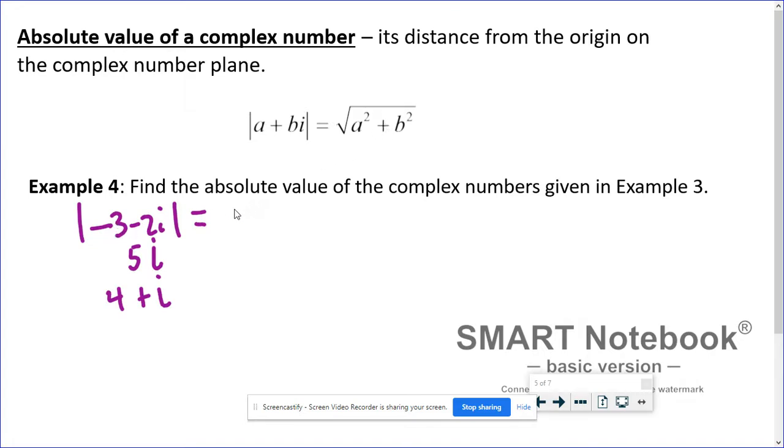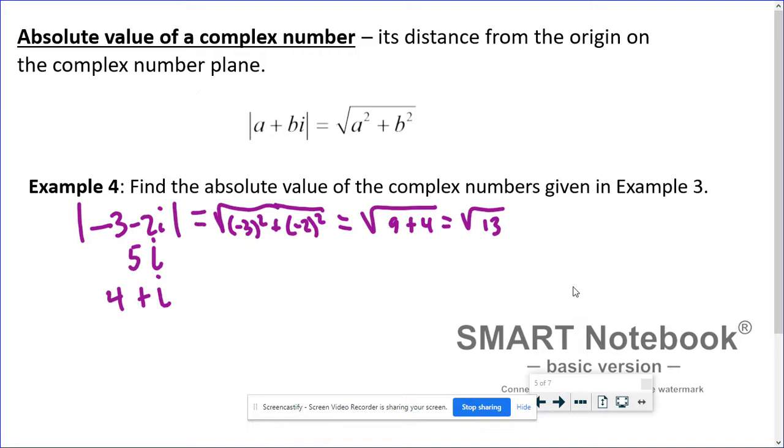In this case, the a is -3. It actually doesn't matter that it's negative because it's going to get squared out anyway, but I'm going to write it. And then notice how it's b, not bi, right? It's just the b value. In this case, the b value is -2. Now you just simplify. -3 squared is 9. -2 squared is 4. So square root of 13 will be the distance for that one.